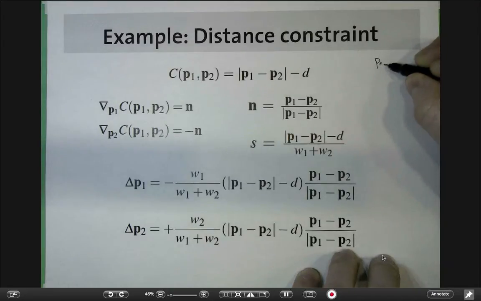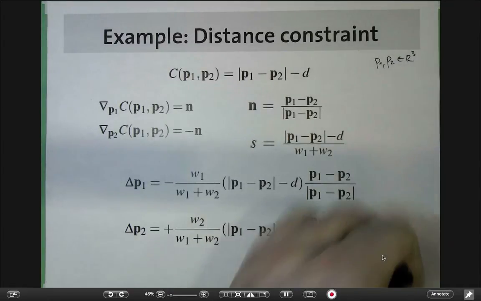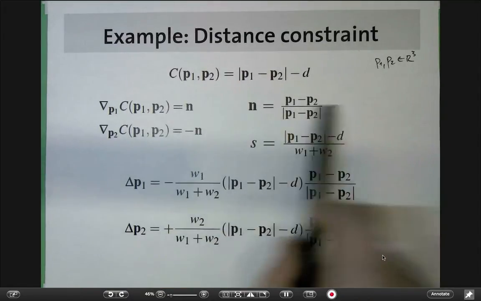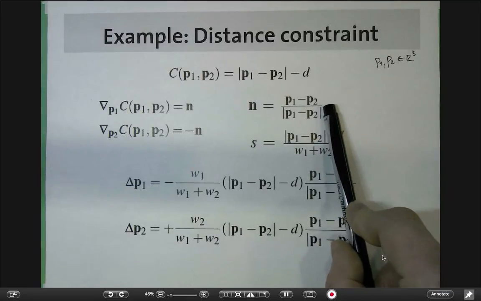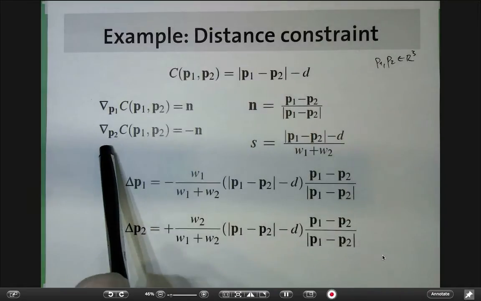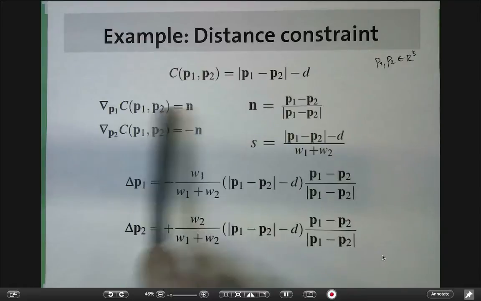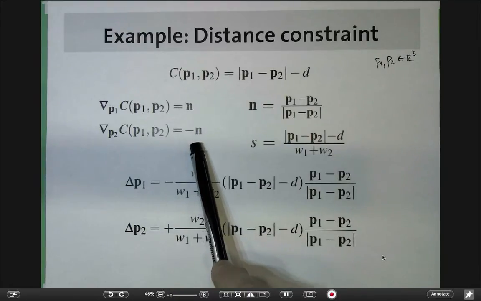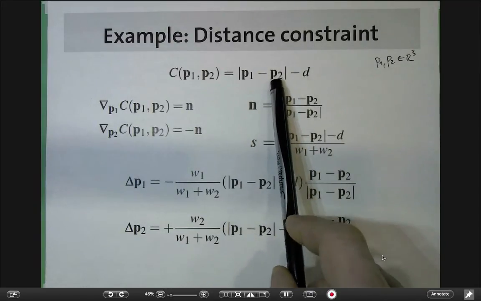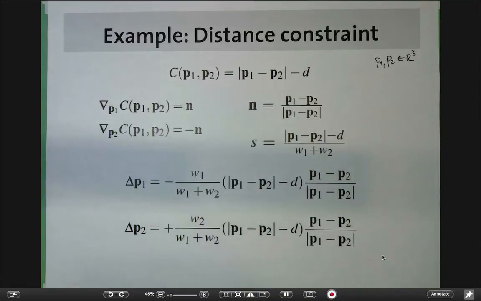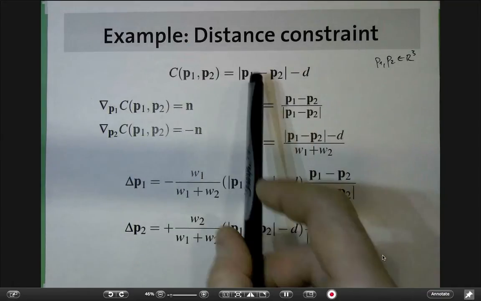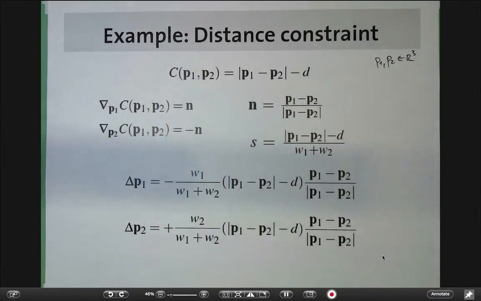Again, always keep in mind P1, P2 are R3 vectors, right? X, Y, Z coordinates of the particles. So this is the gradient of this expression with respect to P1. And it turns out it's a unit vector which points in the direction of P1 minus P2. If I compute the gradient with respect to P2, it's just minus n. It should not be a surprise because I know that these 2 things must sum to 0, because this is a translation invariant constraint, right? If I have like a spring like this, I translate the entire thing, the value of the constraint is not going to change, obviously, right? If I add t to both P1 and P2, I'm not changing the value of the constraint. Okay.